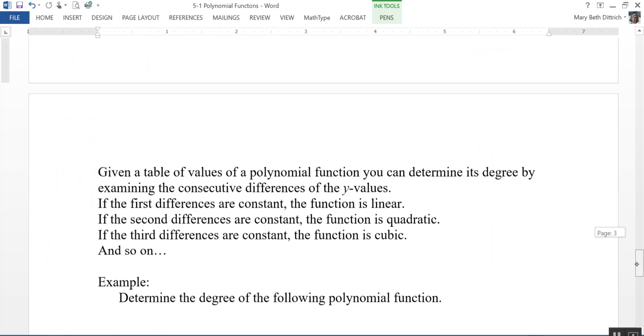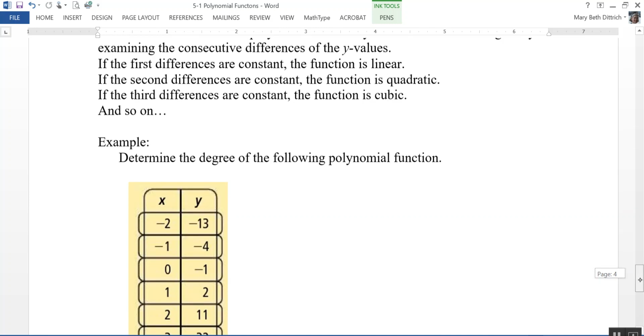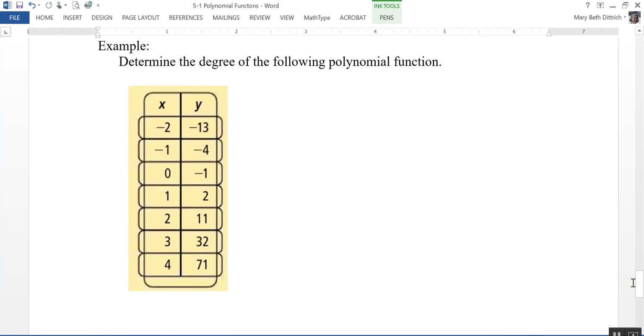And our last example gives us a table of values of a polynomial function, and we can determine its degree by examining the consecutive differences between the y values. If the first differences are constant, so when I subtract my y's and I get the same number every time, the function is linear. When I subtract the first time and then I subtract the second time, if those values are constant, then the function is quadratic. And if the third differences are constant, the function is cubic, and so on. So let's see what that looks like with this table of the polynomial function.